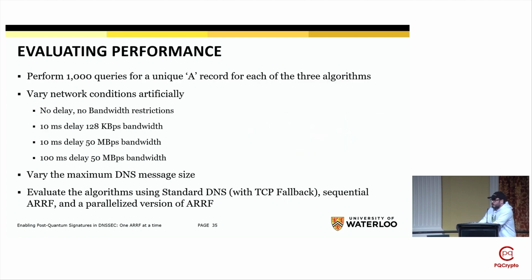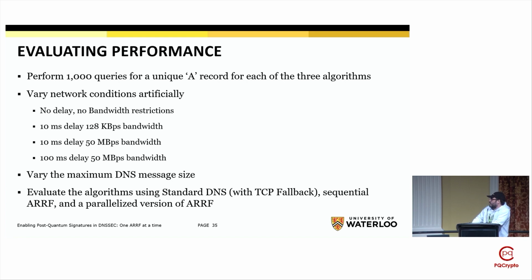What do the experiments actually look like? So we performed 1,000 queries for distinct A records for each of the 3 algorithms, and we made sure that the queries were distinct so that caching didn't get involved. We wanted to get a fair comparison without caching. And then we tested over a variety of network conditions, whether it's the perfect dream scenario of no delay and unlimited bandwidth, maybe one day, I don't know, or all the way to 100 milliseconds of delay and 50 megabytes per second of bandwidth.